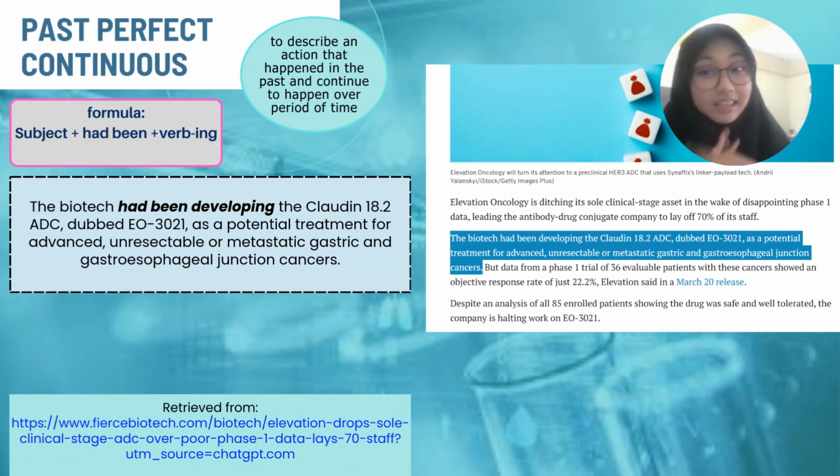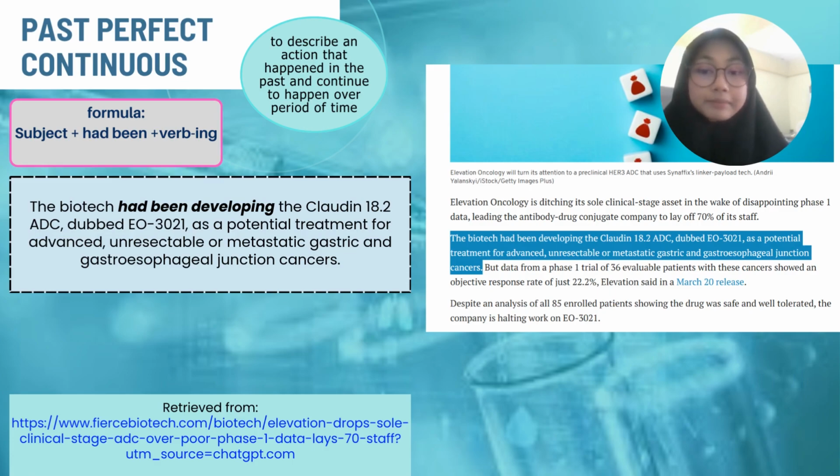Okay, finally, the last one is past perfect continuous tense. Past perfect continuous tense is used to describe an action that happened in the past and continued to happen over a period of time. The formula for past perfect continuous is subject plus had been plus verb-ing. Let's go to the example.